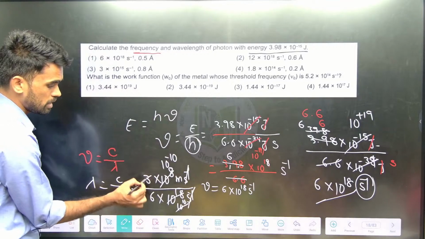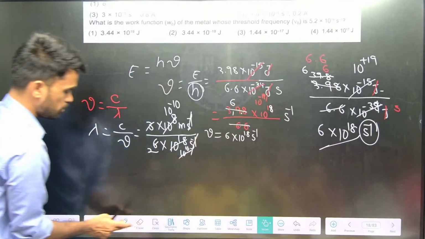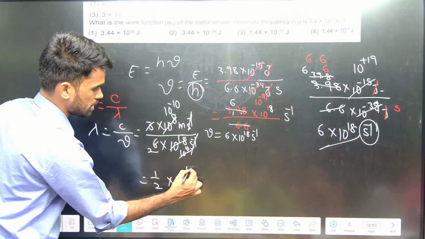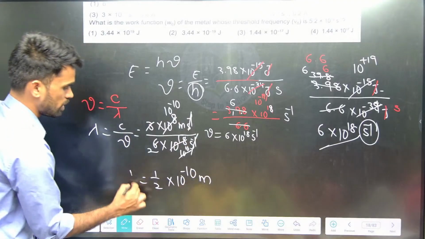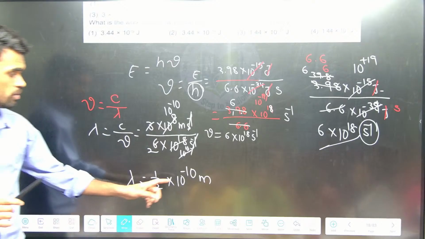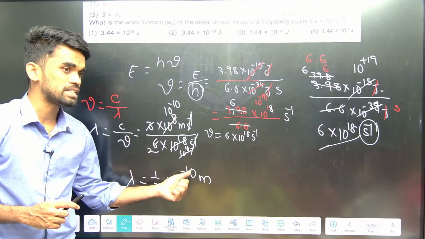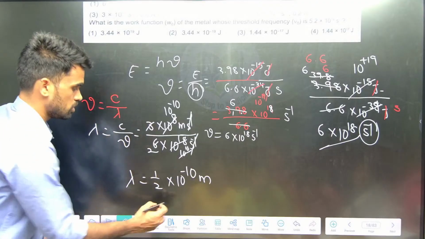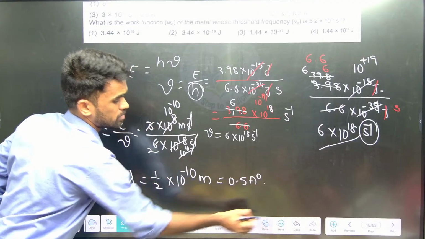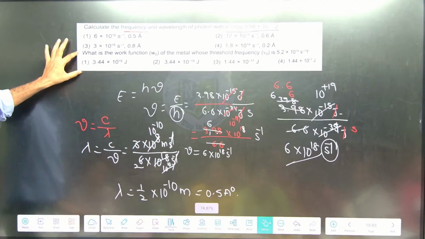So this one, how many times? 3 by 6 is 1 by 2, so you have 1 by 2 into 10 power minus 10 meters. This is wavelength. Yes or no? Up to here is this clear? Okay. So 10 power minus 10 meters, can I write it in angstroms? 10 power minus 10 meters is 1 angstrom. So you can write it as 0.5 angstroms. Is this clear, everyone? Yeah. So we have which option here? First option. So can you go with the second question?